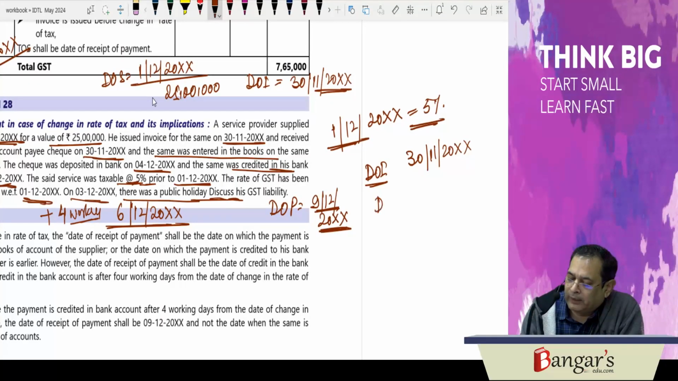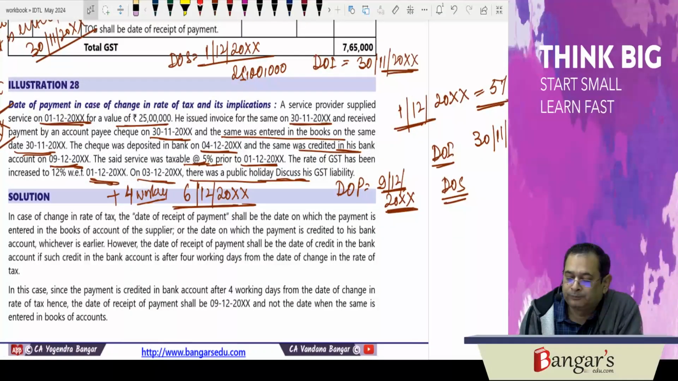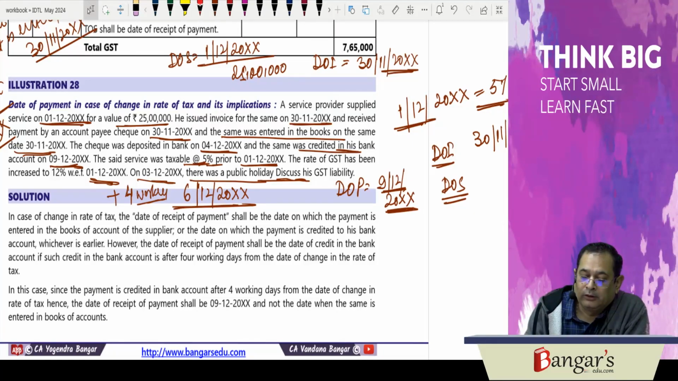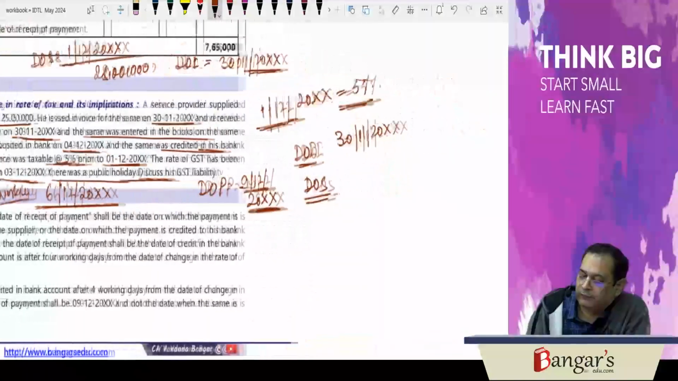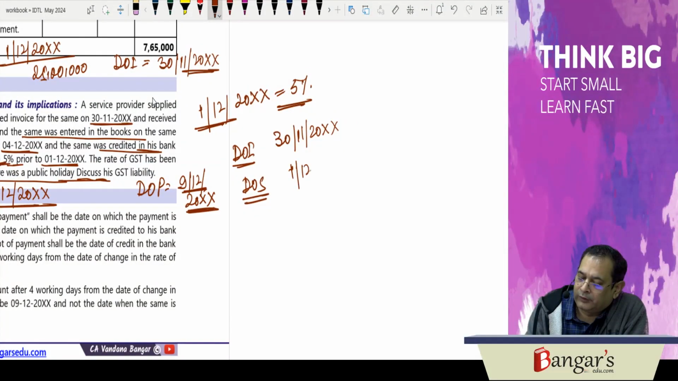And date of supply of service? The said service was supplied on which date? He has supplied the service on 1st of December.